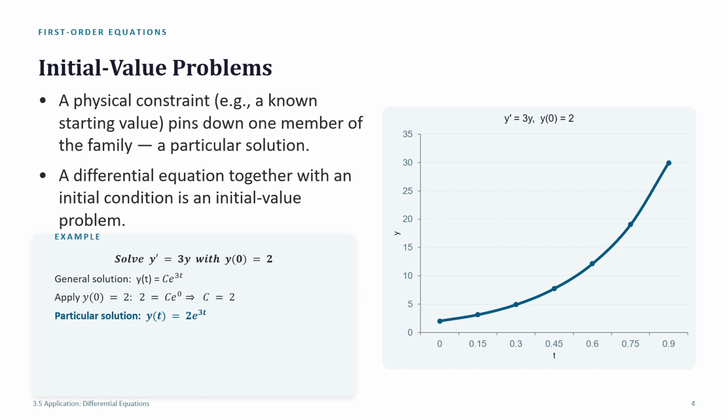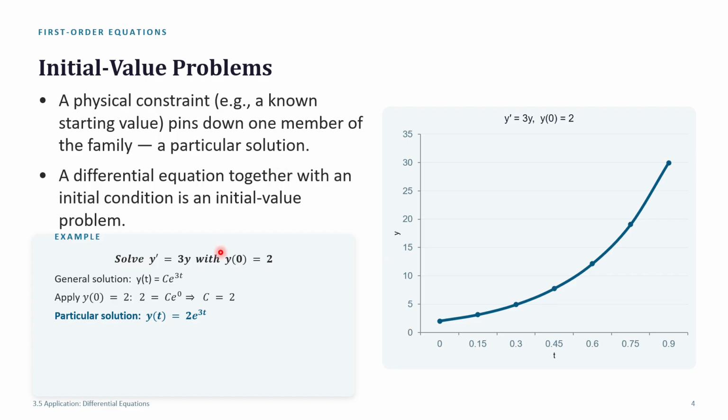So we proceed with the initial value problems. It is a physical constraint that pins down one member of the family, or a particular solution. So in certain cases, a physical constraint imposes a condition on the solution that allows for the identification of a particular solution.